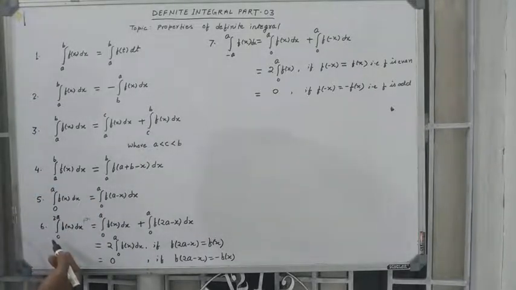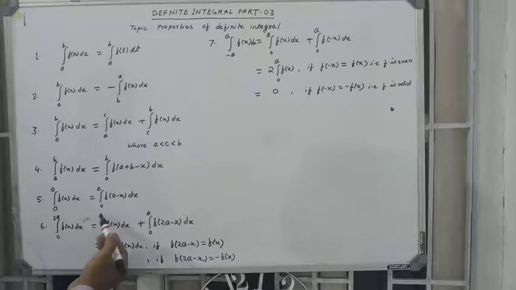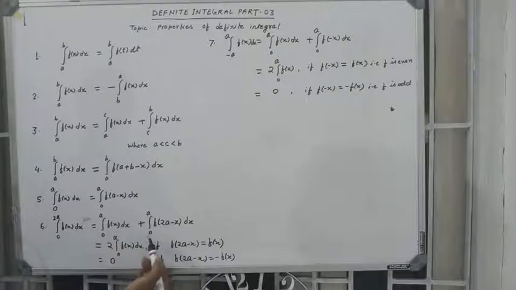Now the sixth property. This is also one of the important properties. The integral from 0 to 2a of f(x) can be written as the integral from 0 to a of f(x) plus the integral from 0 to a of f(2a minus x). If f(2a minus x) equals f(x), then this will be twice the integral from 0 to a of f(x). If it is minus f(x), then both functions will cancel and the value will be 0.